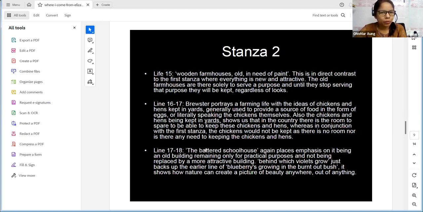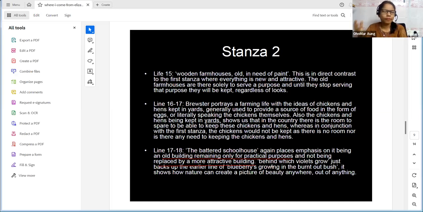Battered, the word, is an adjective, and the adjective battered means old. So the old buildings are just for practical purposes. Farmhouses, in the farmhouses, you can keep the crops, so they are still useful for practical life. But for the poor, it cannot be replaced by an attractive building. Urban life buildings are quite attractive, very nice, but for the poor, it cannot be replaced, right?